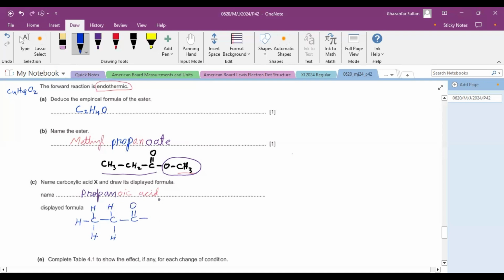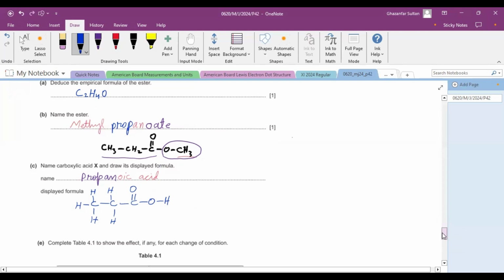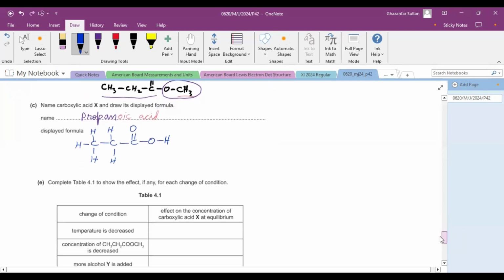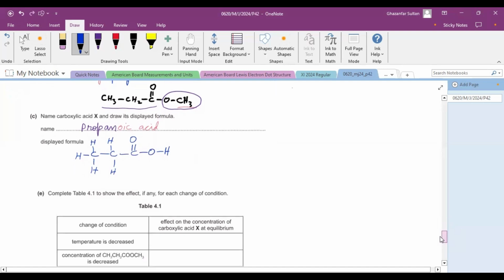And if it is carboxylic acid, then there would be OH as well. So in this flat formula, OH is also written separately. So this is the displayed formula of carboxylic acid X.